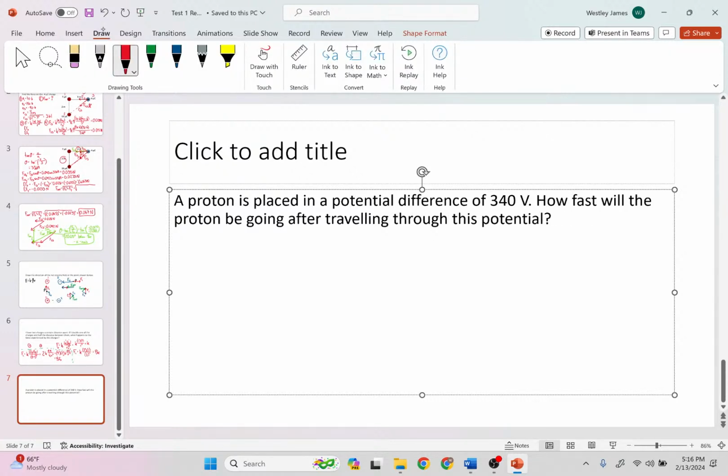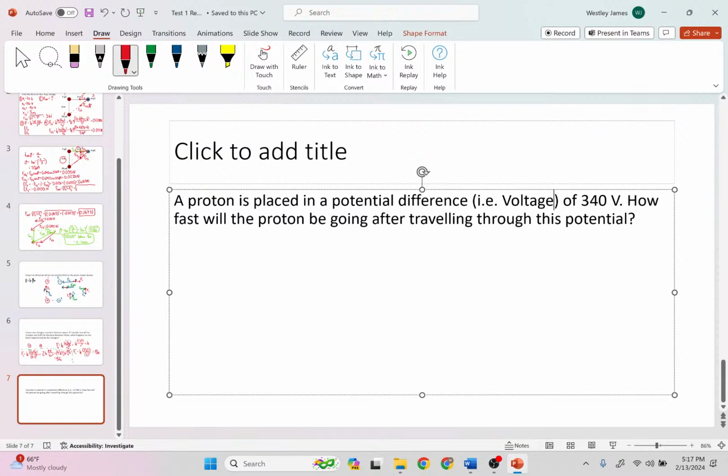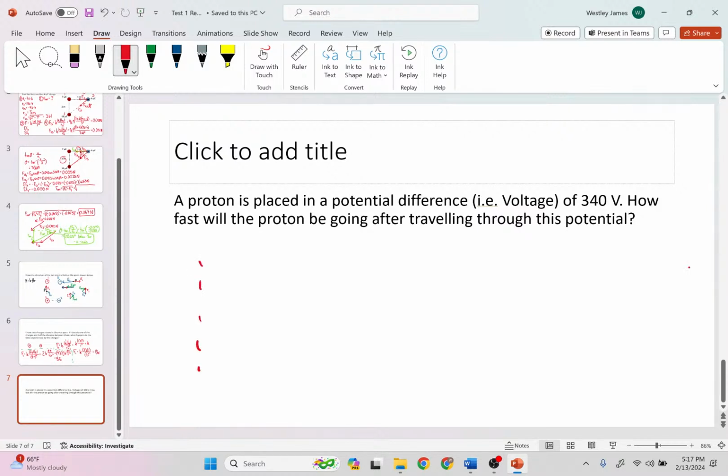Okay, so there's a twofer here. 1, so potential difference. Potential difference is just another word for voltage. It is a difference because the proton is starting at some voltage and then there's another voltage somewhere else. Now, what I want to propose to you all, if this is 0 volts, let's make this 340 volts. You subtract those two numbers, you get 340.